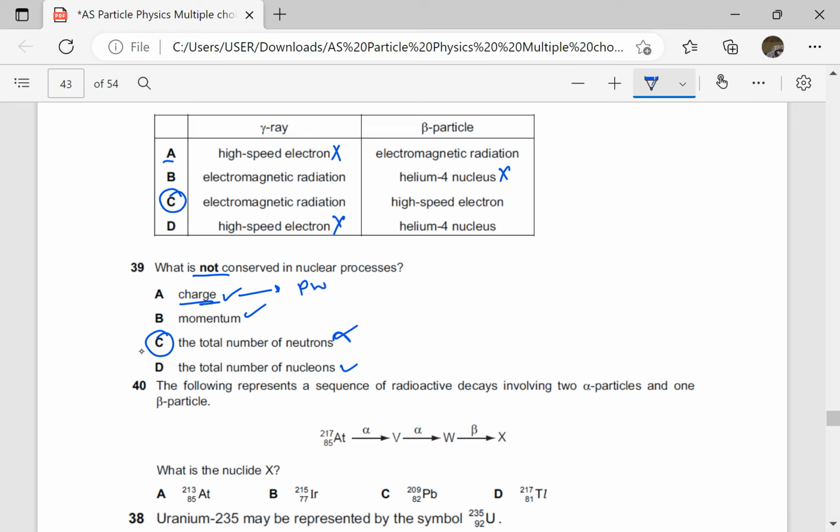Charge determines the number of protons, so proton number is conserved if the charge is conserved, or if the proton number is conserved, the charge is conserved. Momentum is always conserved. Mass energy, nucleon number. So it is the total number of neutrons that may not be conserved.